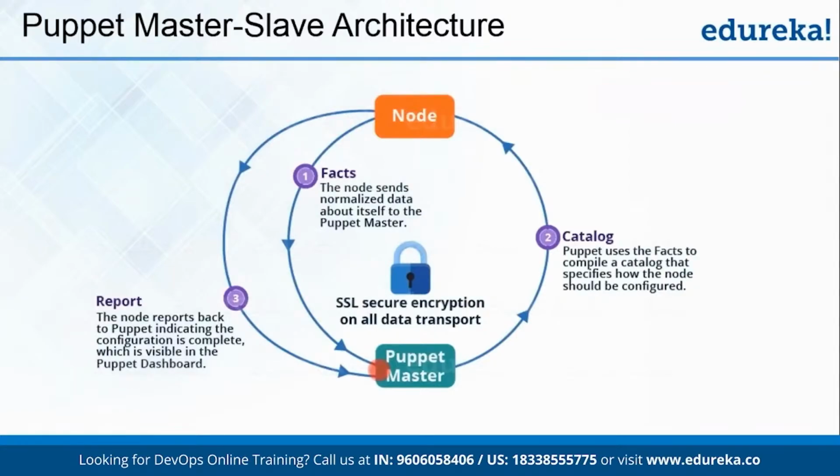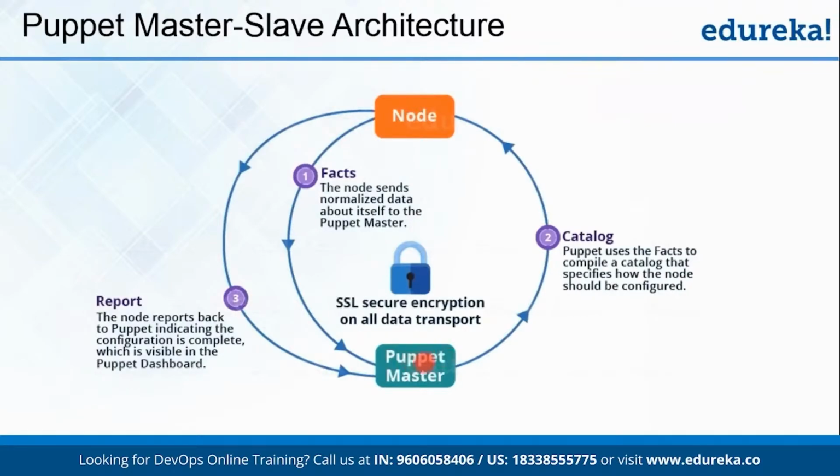Now these facts are then made available in Puppet master's manifest as variables. Puppet master uses those facts that it has received from the Puppet agent or the Puppet node to compile a catalog. That catalog defines how the slave should be configured. The catalog is a document that describes the desired state for each resource that Puppet master manages on a slave. So it is basically a compilation of all the resources that Puppet master applies to a given slave, as well as the relationship between those resources.